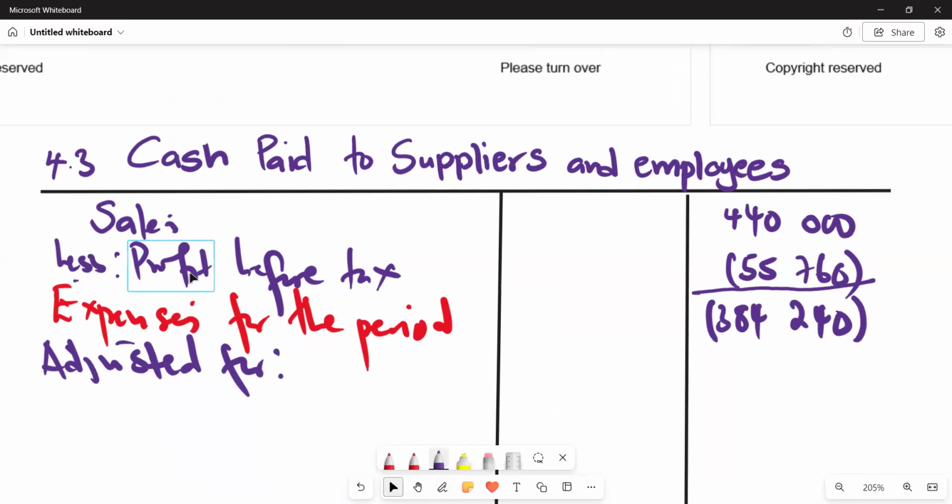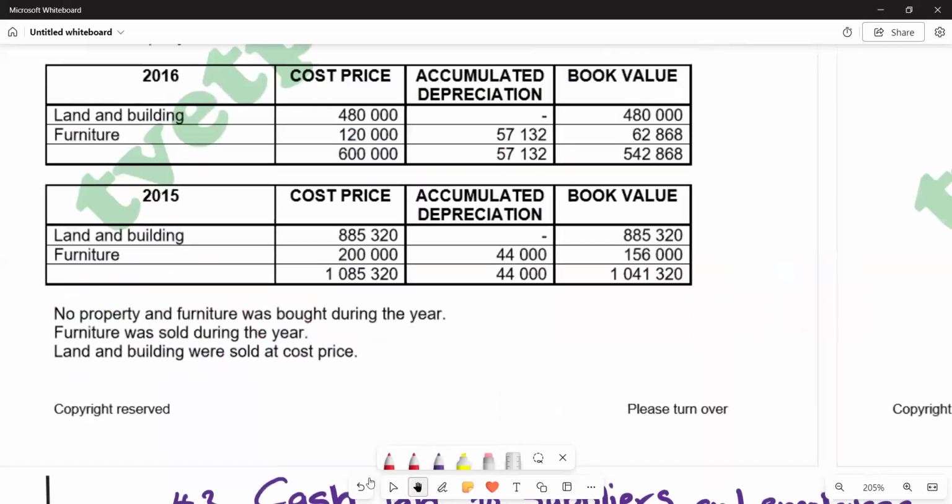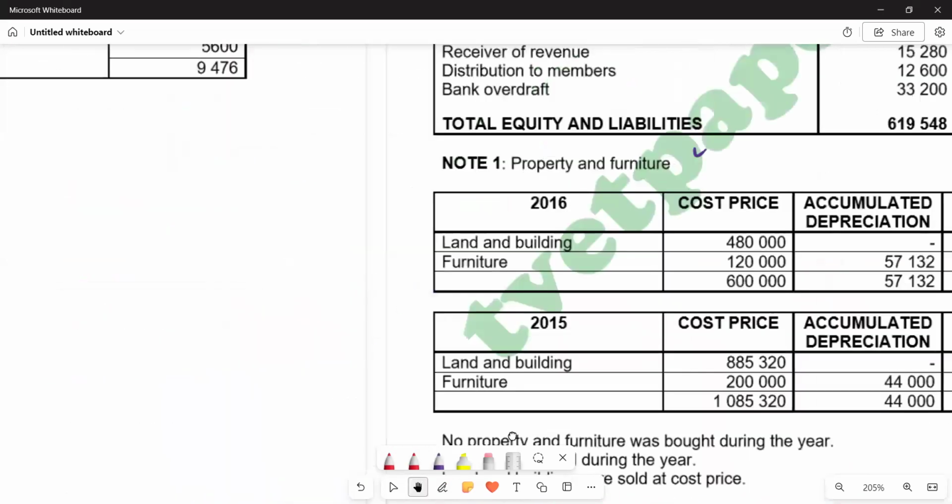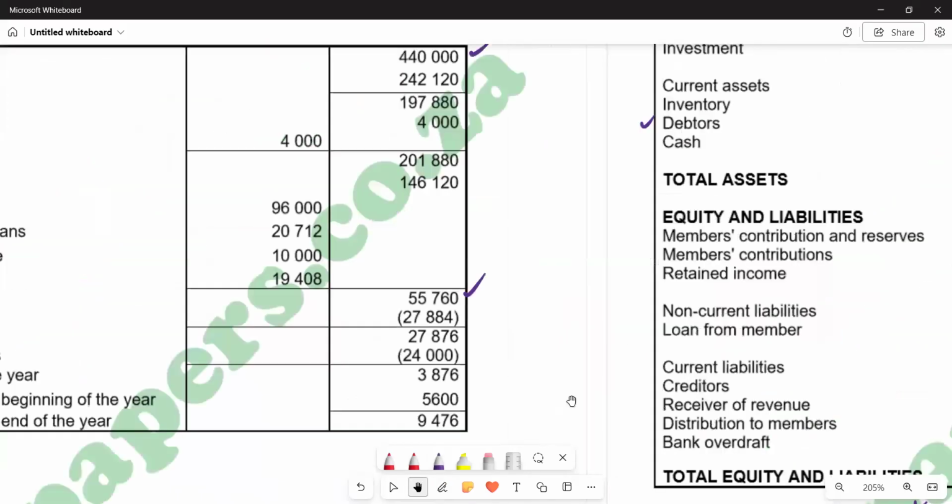Adjusted for, and then other adjusted for, we are going to look for items like non-cash items. We're going to look for depreciation, profit or loss on disposal. Those are some of the non-cash items that we want to adjust at this point. So let's start by looking for those non-cash items. If you go to our statement of comprehensive income, that's where we're going to find those non-cash items.